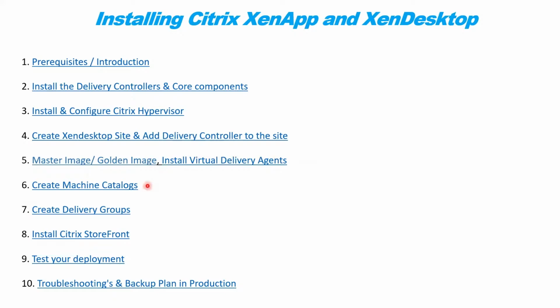In the sixth one, we will learn how to create the machine catalogs. So basically, machine catalogs are nothing but virtual machines, right? And in the seventh one, we will learn how to create the delivery group to publish the virtual machines or applications to the end user. In the eighth one, we will learn how to install and configure the storefront server.